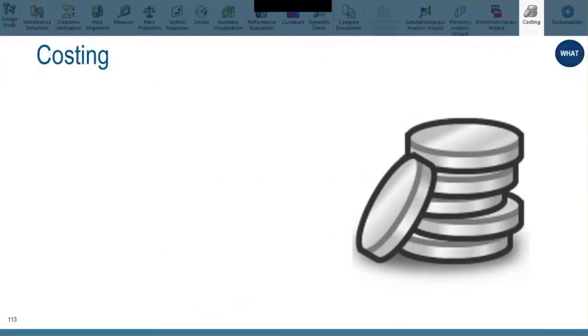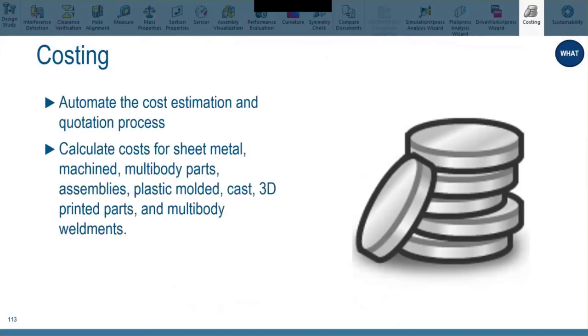So what does costing actually do to our model? We can automate the costing process for sheet metal, machined, multi-body parts, assemblies, plastic molded, cast, 3D printed parts, and multi-body weldments. Most importantly, these costs are just a guide. They're only as accurate as our setup.